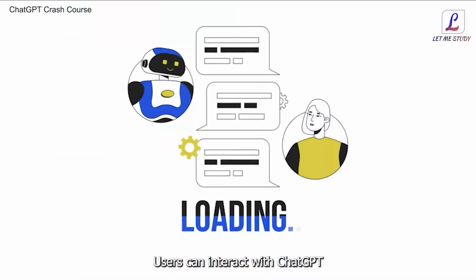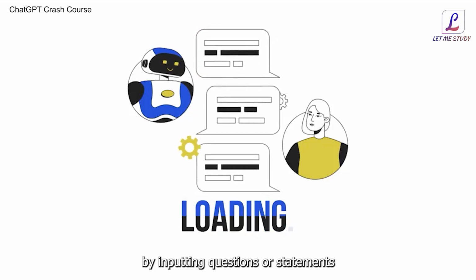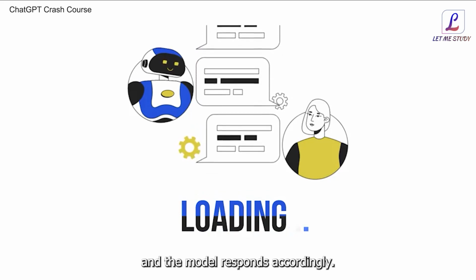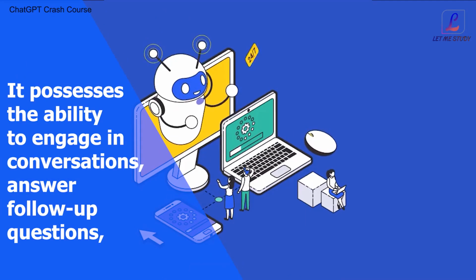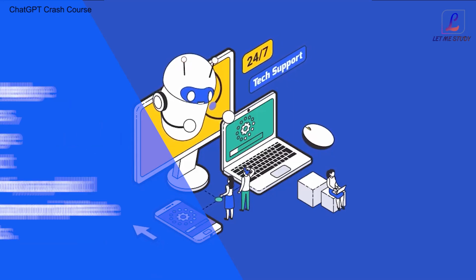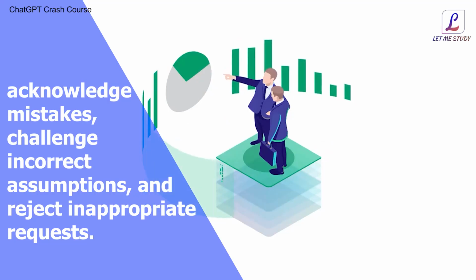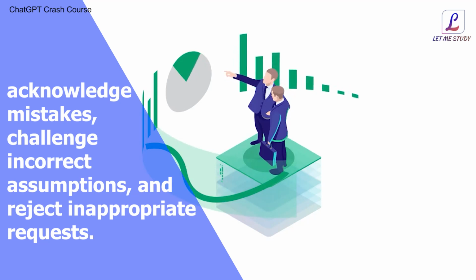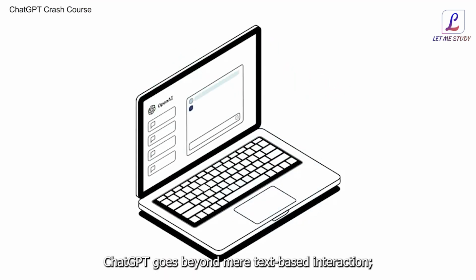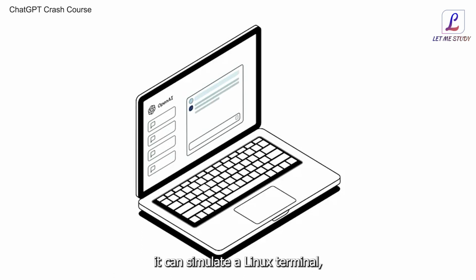Users can interact with ChatGPT by inputting questions or statements in natural language, and the model responds accordingly. It possesses the ability to engage in conversations, answer follow-up questions, acknowledge mistakes, challenge incorrect assumptions, and reject inappropriate requests. ChatGPT goes beyond mere text-based interaction. It can simulate a Linux terminal, generate code, provide recommendations, and answer a wide range of queries.